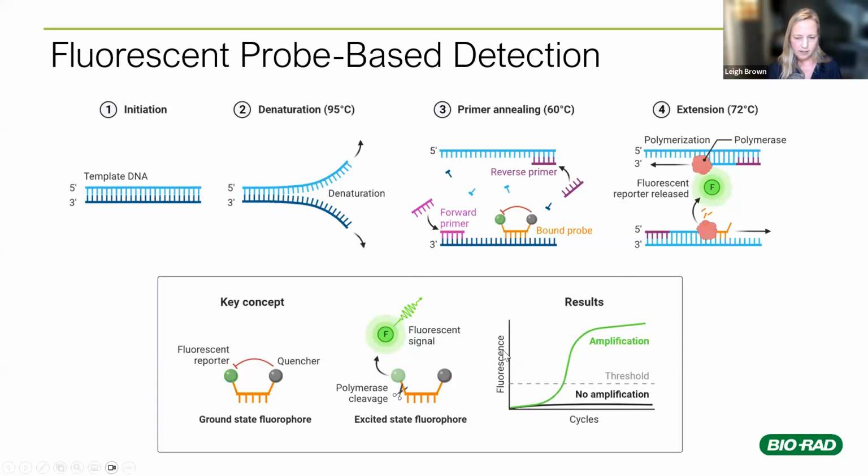Any questions on this? This is kind of a lot, so I'll pause for just a minute. And again, same end result: the more DNA copies we have, the more of these fluorescent reporters are going to be released, right? So we'll see a similar amplification curve.